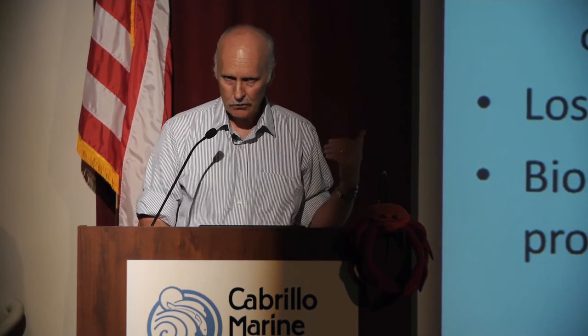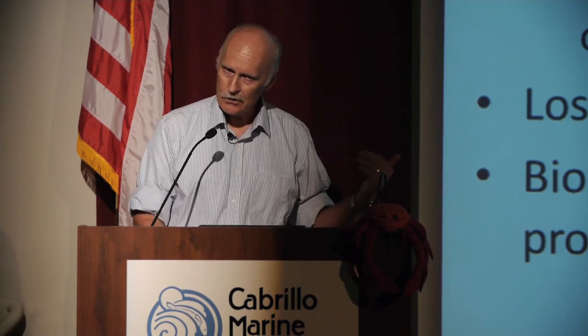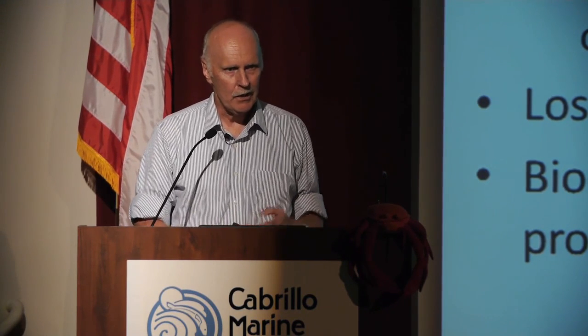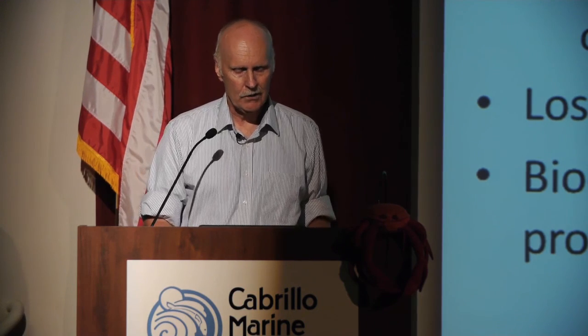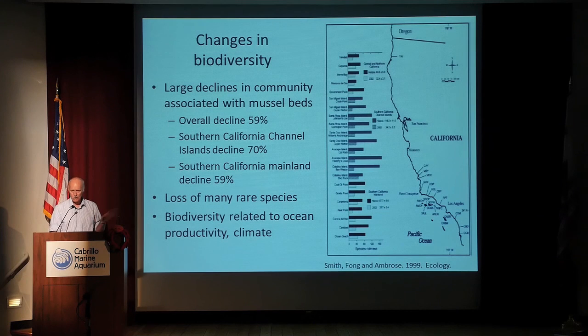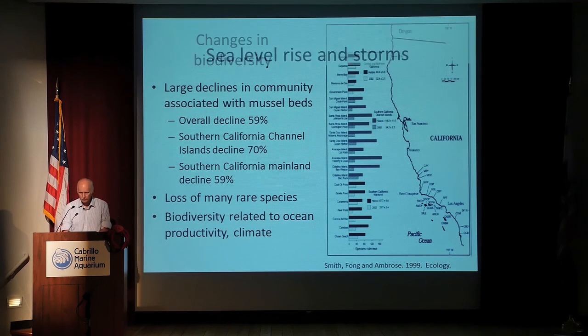In the Channel Islands, it was 70%. So the Channel Islands, which is relatively more pristine than the mainland perhaps, but seems to be finding bigger impacts for some of these things that we're looking at. Many, many rare species were gone. Species that were found in the 70s, he couldn't find at all now. And again, we think it's probably related to ocean productivity and changing climate. Hard to prove that, but that seems like the most likely explanation.